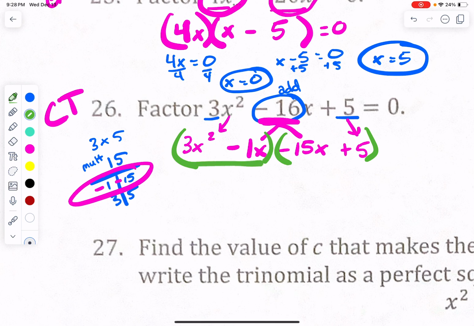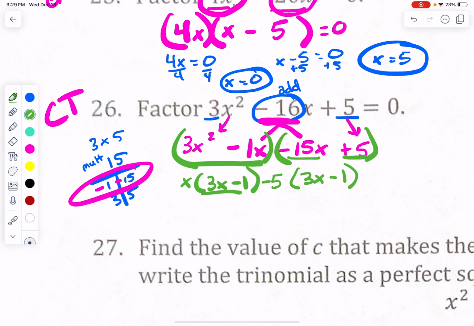Out of this first chunk, I'm going to pull an x out, and I get 3x minus 1. Out of this second chunk, if I try to pull a 5 out, I would get negative 3x plus 1. But I want these two to match, right? So I'm going to take out a negative 5. And when I take a negative 5 out, that's going to turn this to be positive 3x, and this plus 5 is going to turn to minus 1. Okay, so now my two bubbles match each other, and my two bubbles are 3x minus 1 and x minus 5.